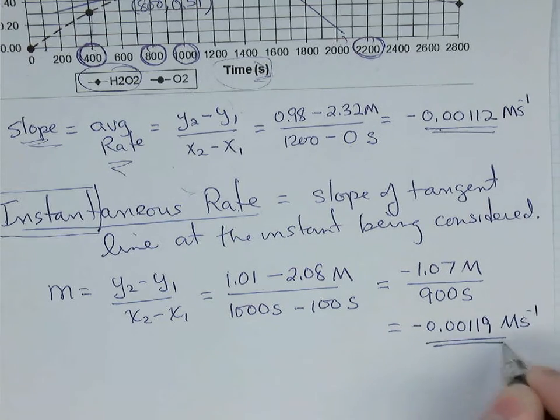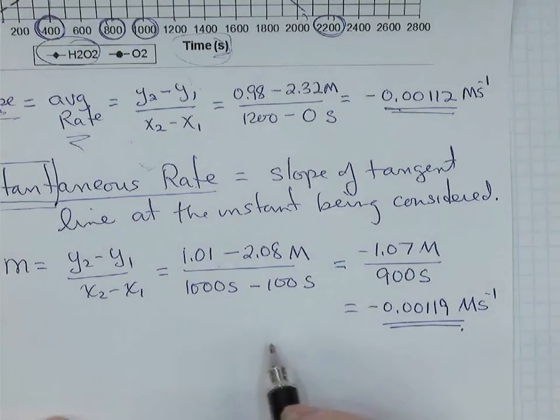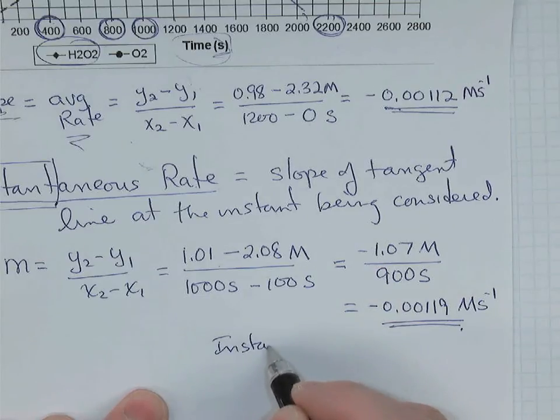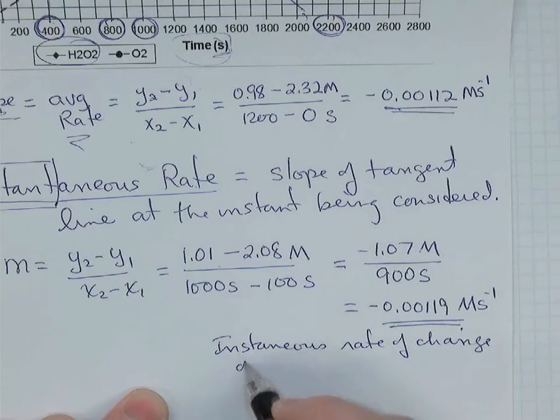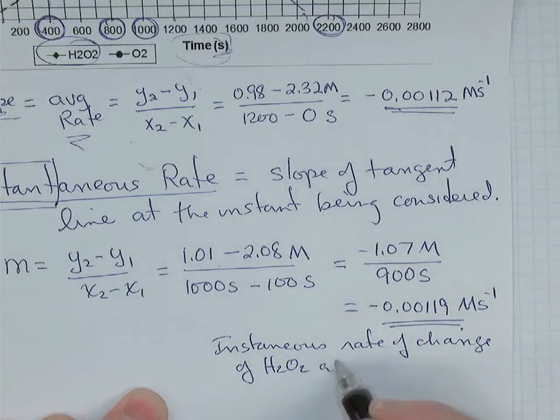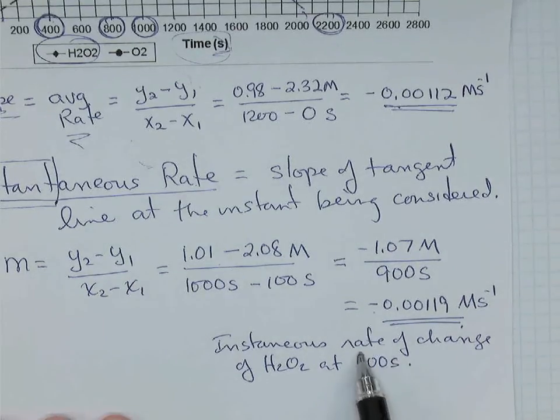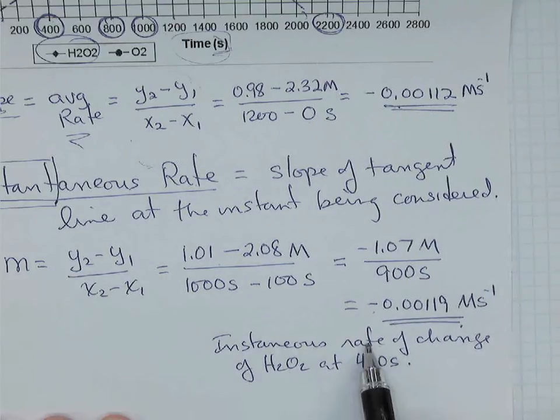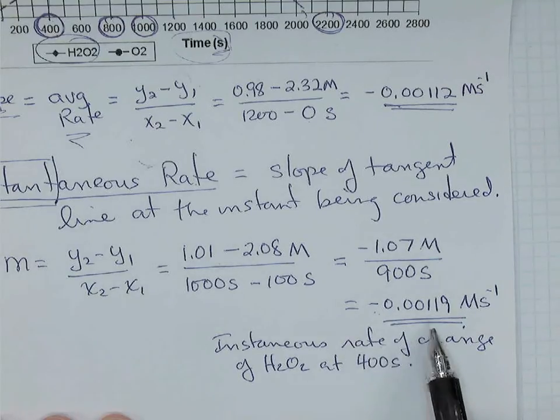Okay, so there's the rate of the reaction, the rate of change of the hydrogen peroxide. So this is the instantaneous rate of change of the hydrogen peroxide at that tangent point time, which was 400 seconds. Notice it's negative again because we're just saying rate of change, which doesn't imply positive or negative. If we said instantaneous rate of decomposition, then this would become positive 0.00119, because the word decomposition implies that it's a falling concentration.